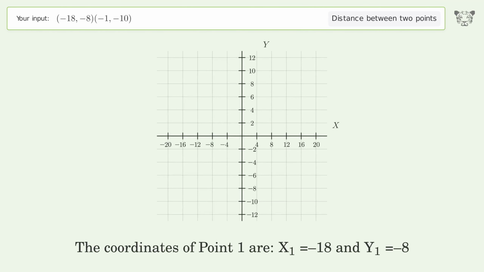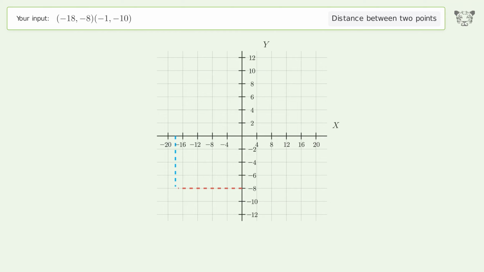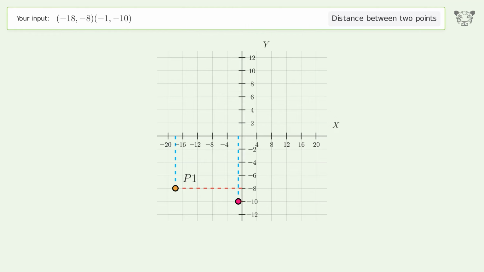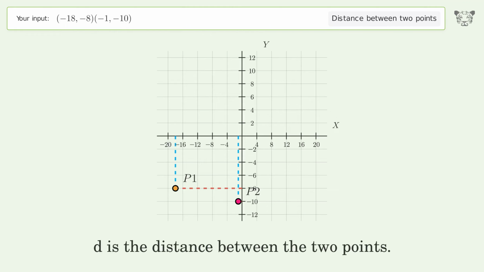The coordinates of point 1 are, x1 equals -18 and y1 equals -8. The coordinates of point 2 are, x2 equals -1 and y2 equals -10. D is the distance between the 2 points.